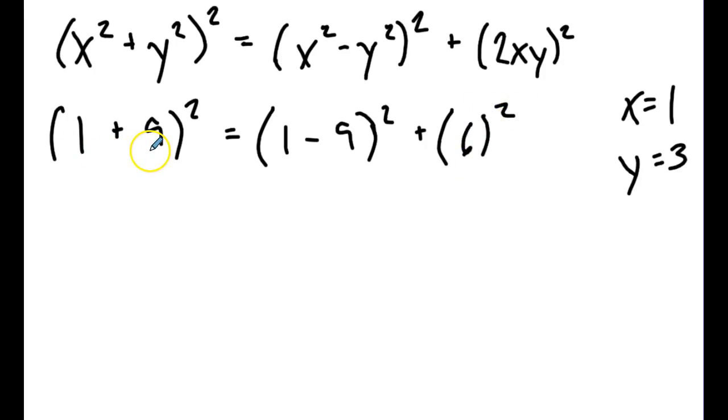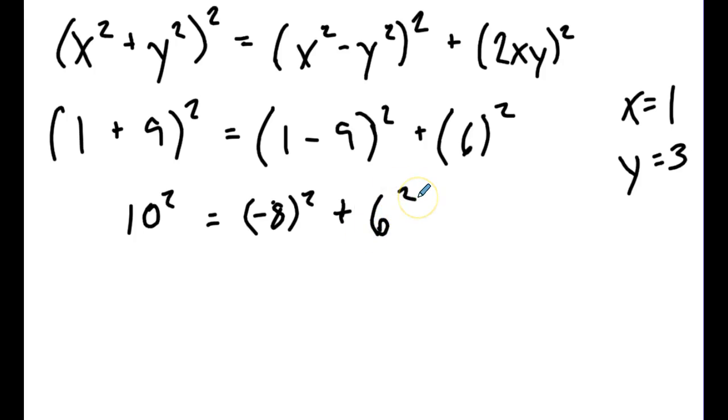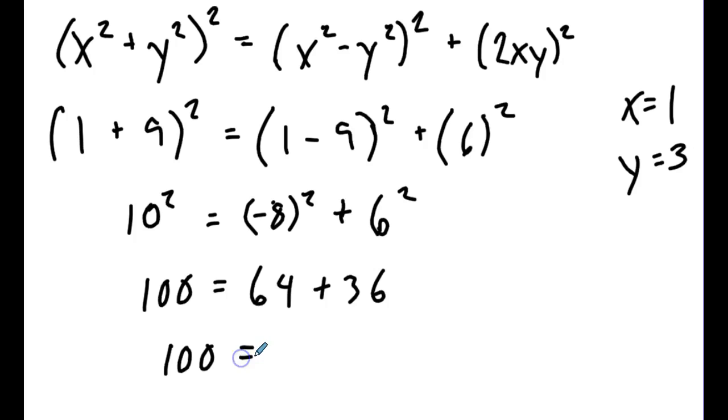Now if we simplify these, 1 plus 9, we get 10 squared, equal to 1 minus 9 is negative 8, that quantity squared, plus 6 squared. Again, simplifying all these out, we have 10 squared, which is 100, equal to negative 8 squared is 64, plus 6 squared is 36, and the last step, 100 equal to 64 plus 36 is 100.